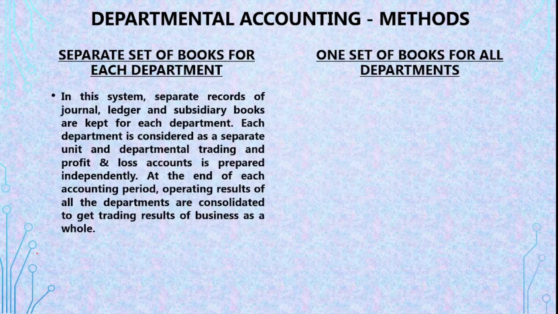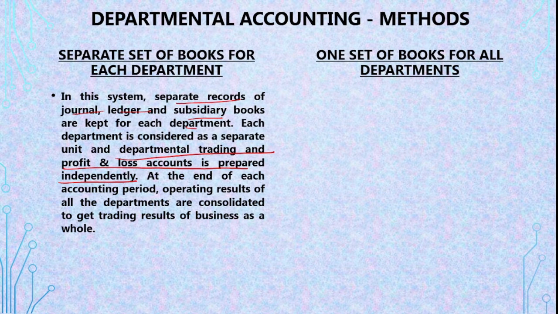So when separate set of books are there, it means you will be keeping a separate record of journal, ledger and subsidiary books. Then each department is considered as a separate unit, and a departmental trading and profit and loss account is prepared independently at the end of each year. Then the results are consolidated to get the trading results of business as a whole. So this is called preparing separate set of books.